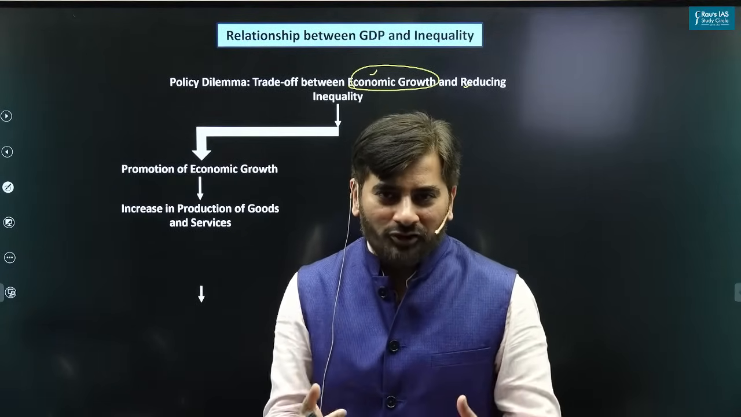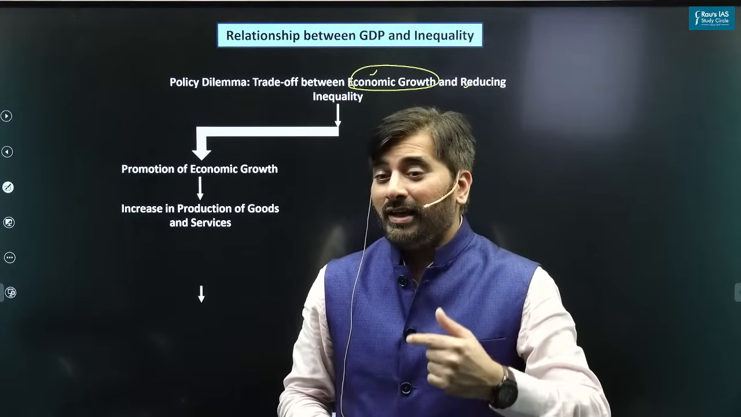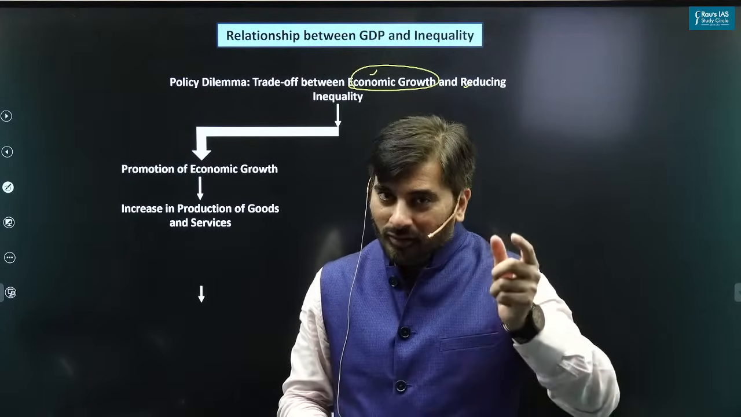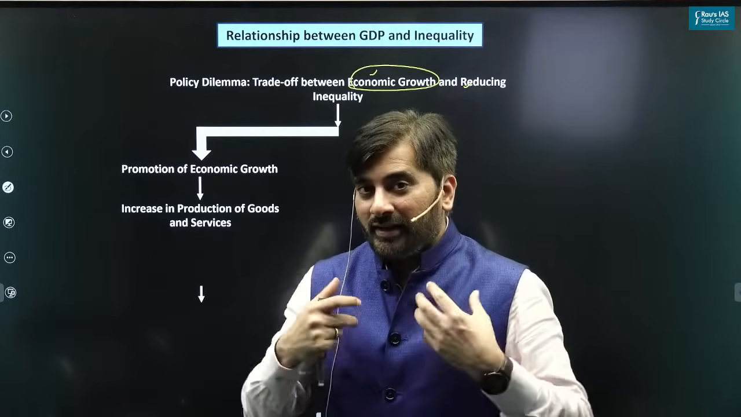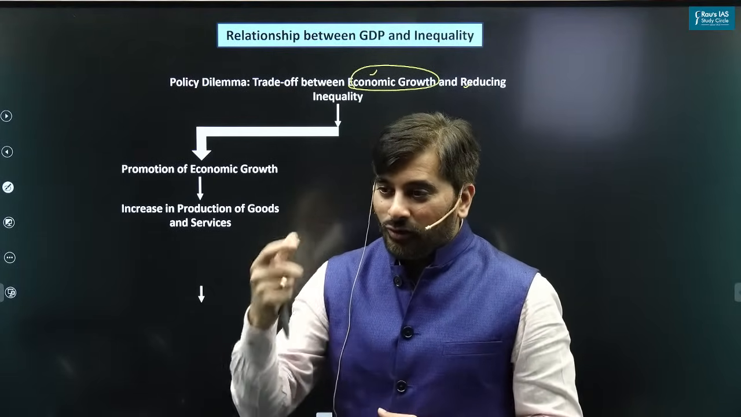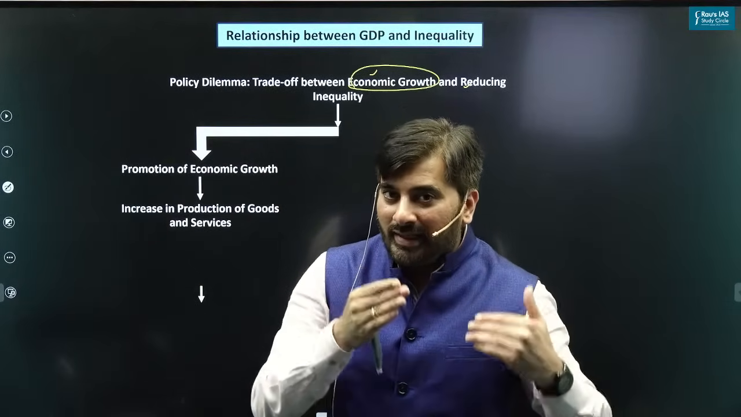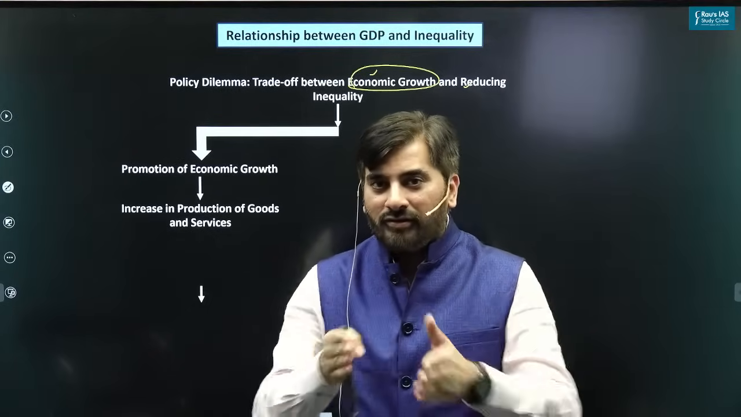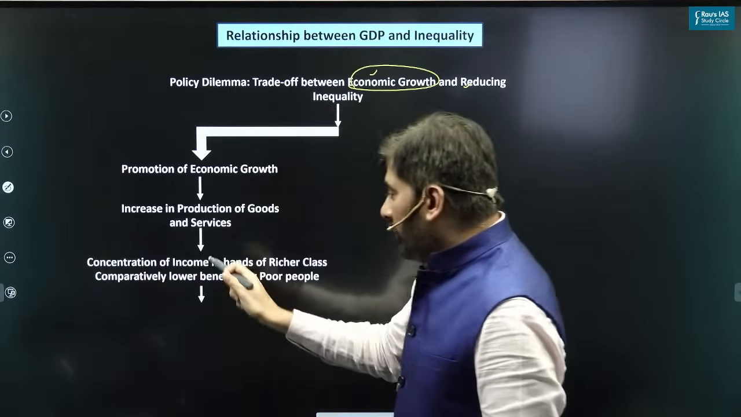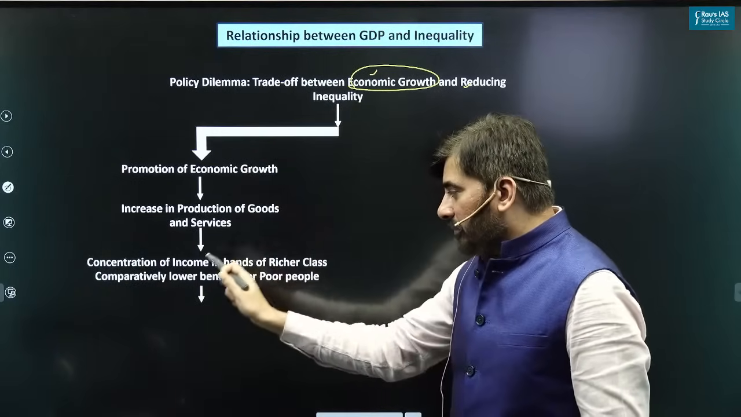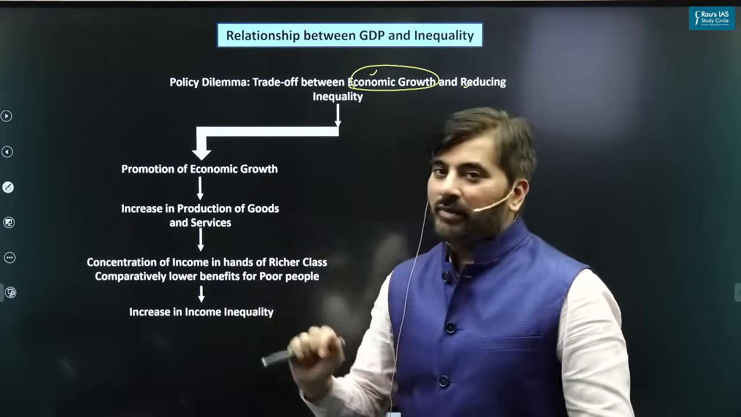Everyone's income for sure will increase because of the increase in GDP. But think, whose income will increase much higher, much faster? Obviously, richer people. So, when the GDP growth is very rapid, can I say, yes, good thing, we can pull a large number of people out of poverty, but the bad thing is the gap between haves and have-nots will widen. For example, you can see there will be concentration of income in the hands of the richer class, comparatively lower benefits for the poor class, and hence it will lead to an increase in income inequality.